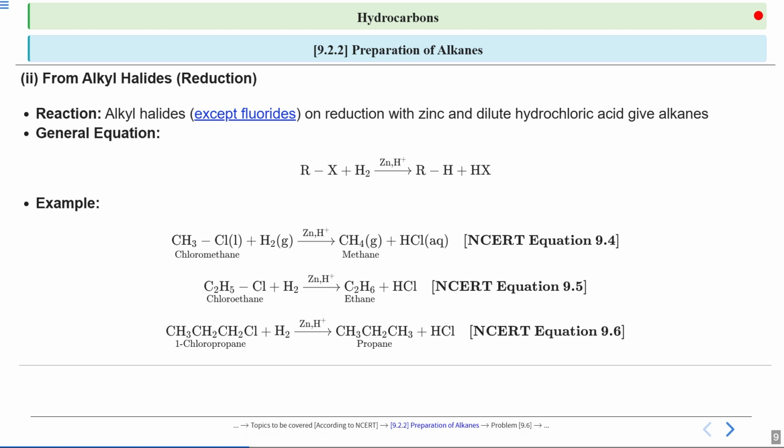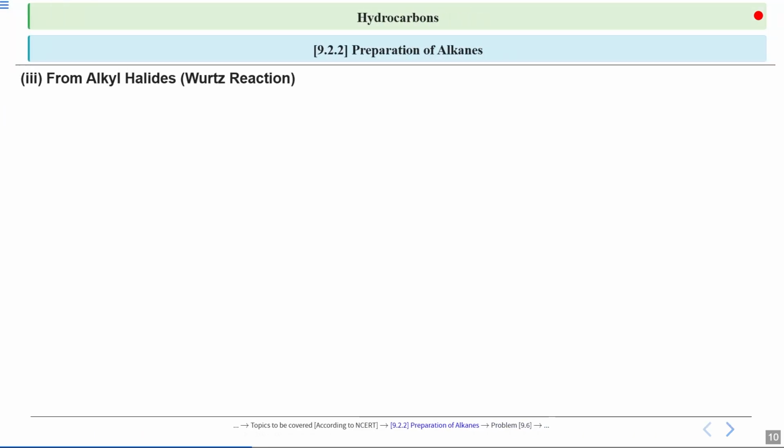Finally, let us look at the reduction of 1-chloropropane to propane. All these reactions highlight how the method can be applied to different alkyl halides to produce various alkanes. So this concludes our 3 examples: methane, ethane and propane preparation. Now let us learn about some more preparation methods of alkanes from alkyl halides. So we are going to discuss the Wurtz reaction.